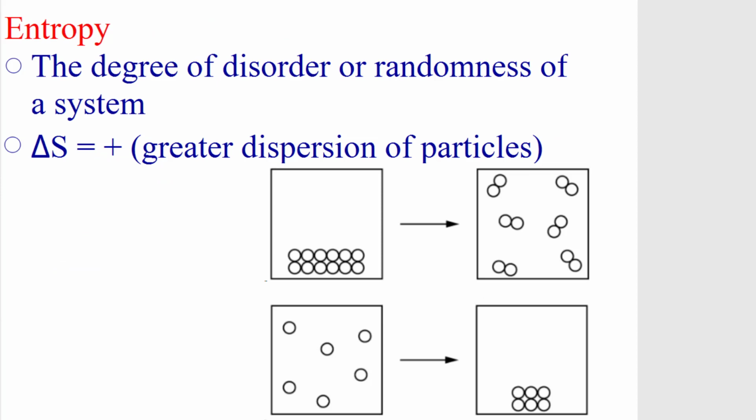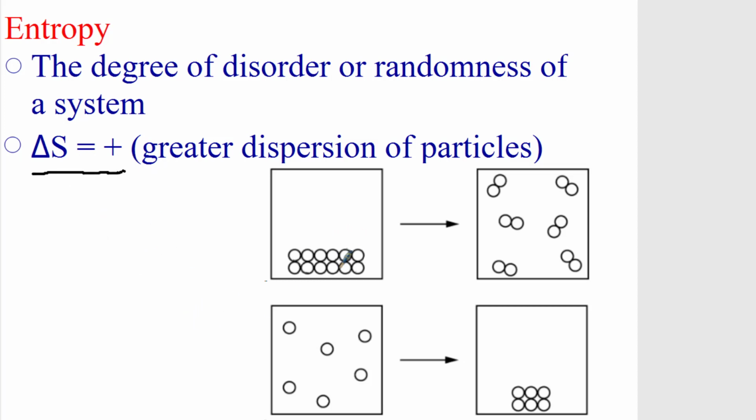Okay? There's a term that I need you to know, and it's called entropy. Entropy is the degree of disorder or randomness in a system. It's about the dispersion of particles. And remember how delta H was negative for exo, delta H is positive for endo? Well, delta S is positive for a greater dispersion of particles.